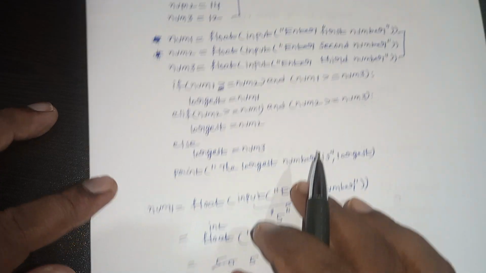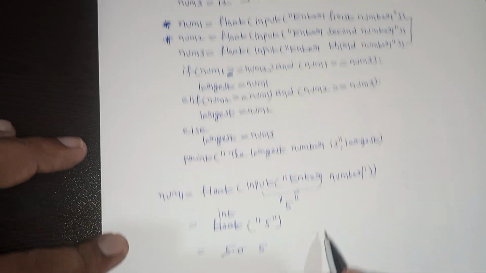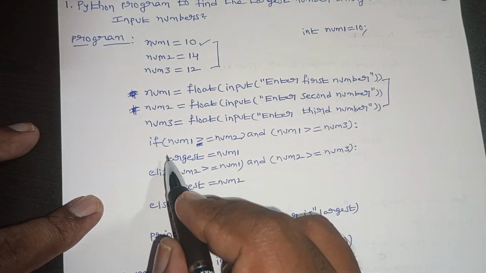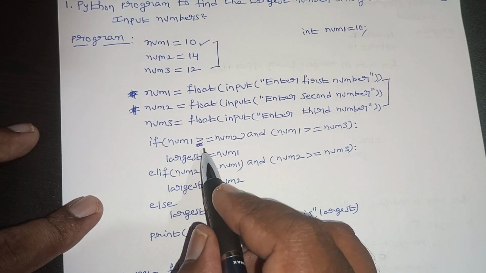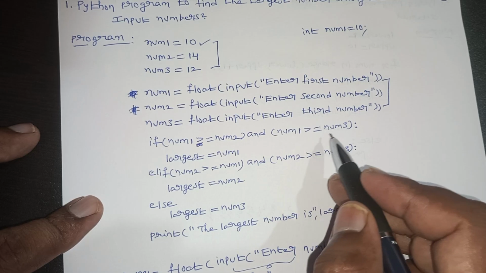Now coming to our logic. I am writing below. First of all, always make a note: if num1 is greater than or equal to num2 and num1 is greater than or equal to num3.